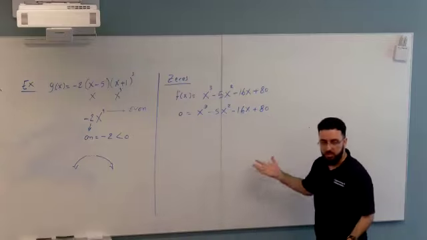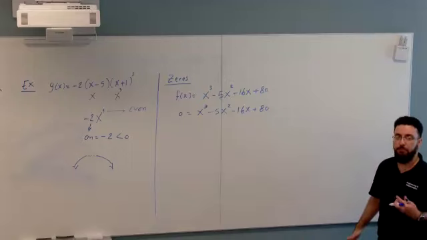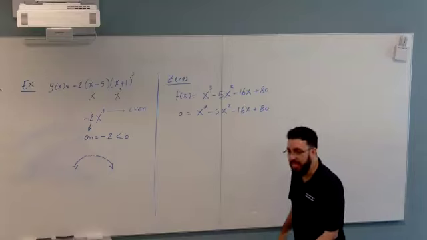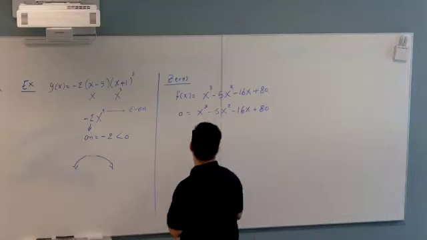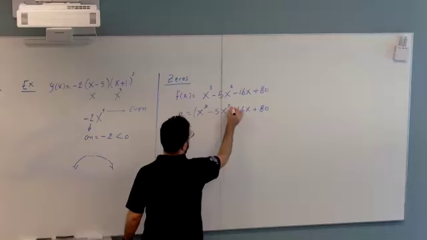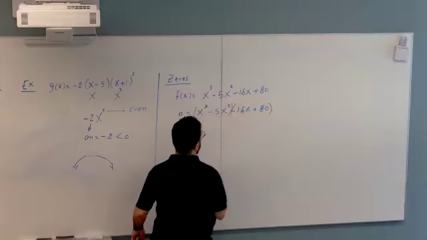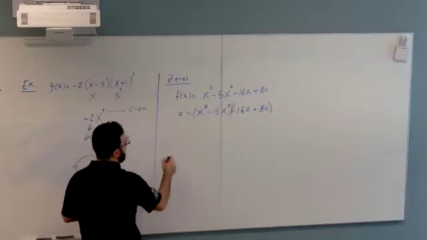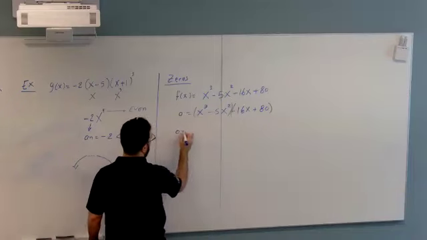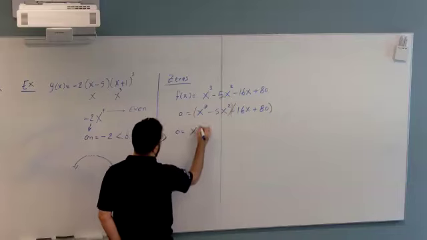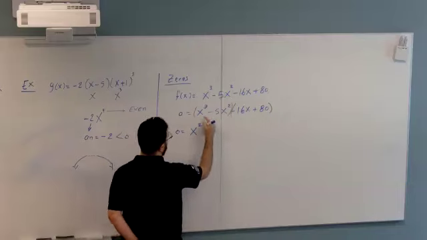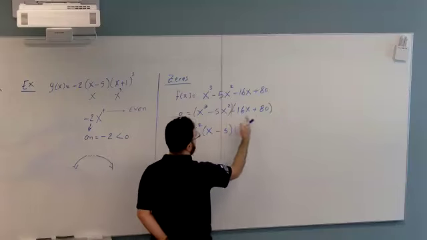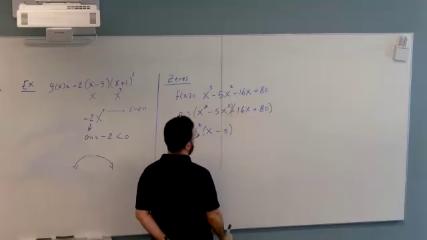So now, how many terms do I have? I have 4. So if I have 4 terms, I'm going to factor by grouping. So we're going to group the first 2 terms and the last 2 terms. I'm going to check. Do I have a common factor with the first 2 terms? Which is x squared. What's left? -5. Minus 5.